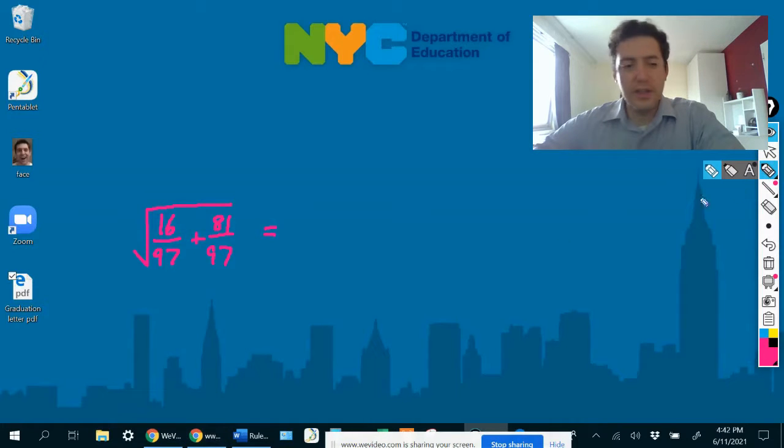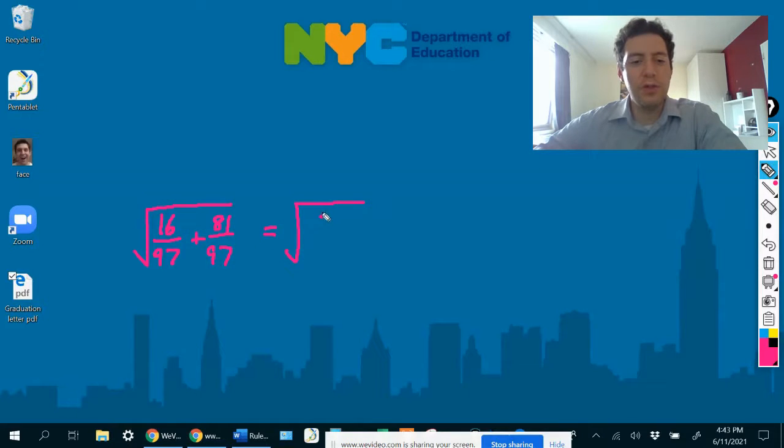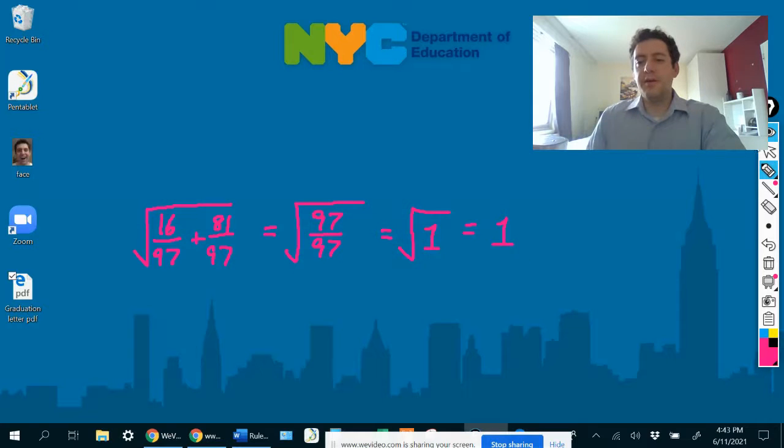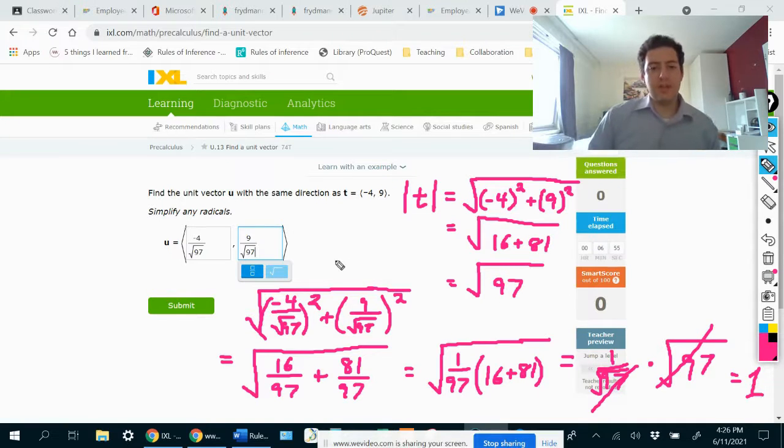I actually feel a little bit silly because there was an easier way to simplify this. 16 97ths plus 81 97ths is equal to 97 97ths. 97 97ths is just 1, so we have the square root of 1 here, and the square root of 1 is 1. Okay, so that's probably an easier way to simplify that. So we just verified that the magnitude of this vector is in fact 1, so it is a unit vector.